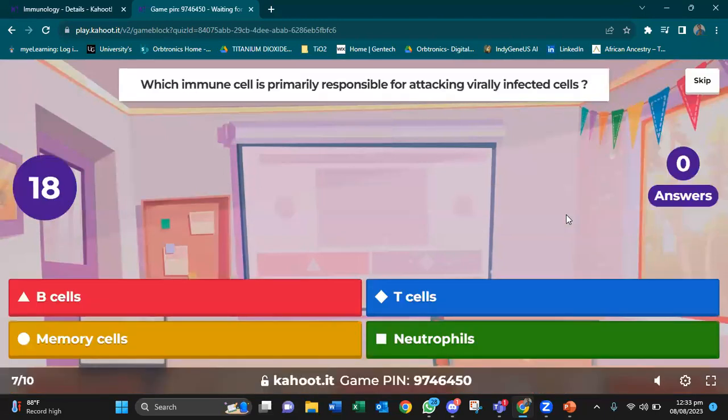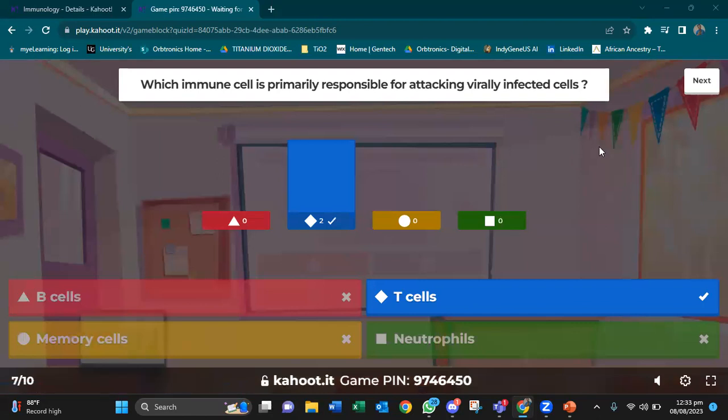Now, I don't think I said that specifically, but I'd like to see who gets this one. Yeah, that is correct. T cells.